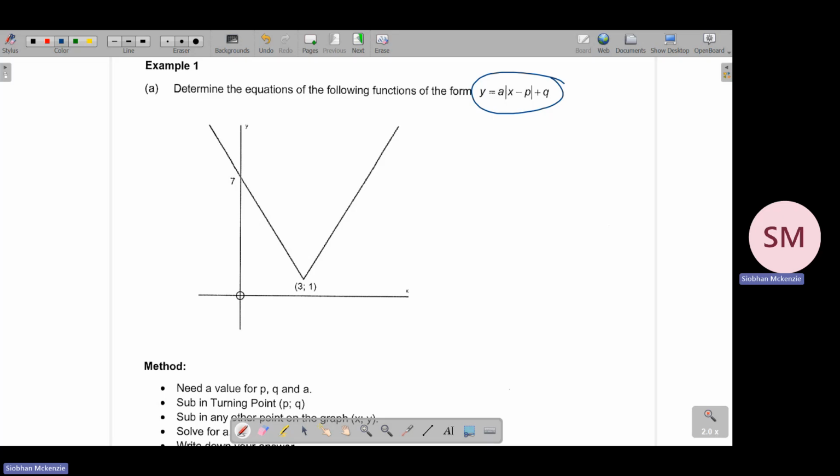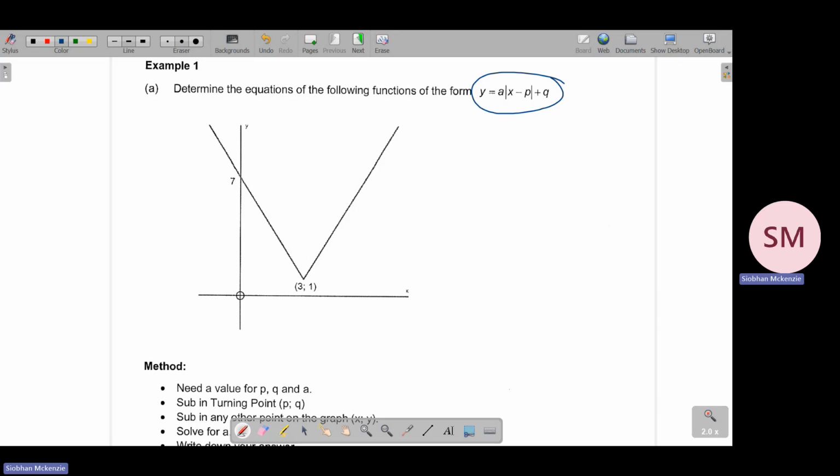And then we have got P and Q. What were they? P and Q. The turning point, your salient point. So your P was your horizontal shift. If your normal graph starts on the origin, do you agree this graph has shifted 3 units to the right? And your Q was your vertical shift. So if your normal graph starts on the origin, do you agree this has been shifted 1 unit up?